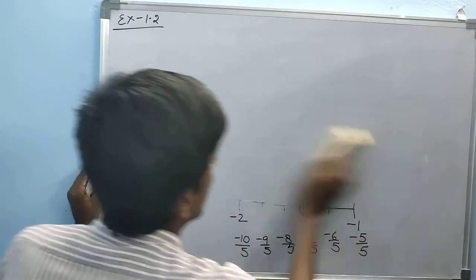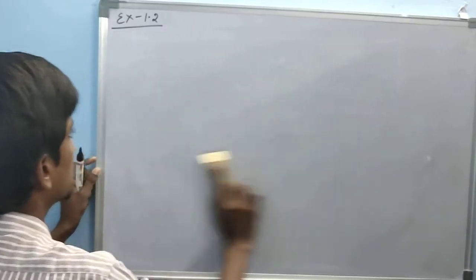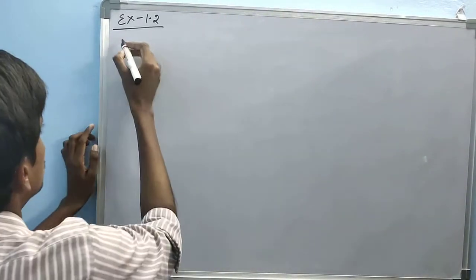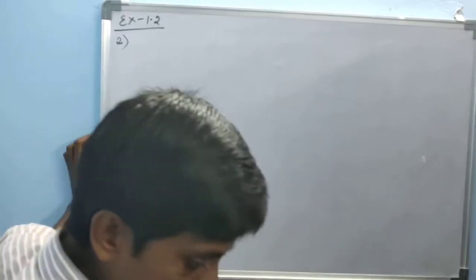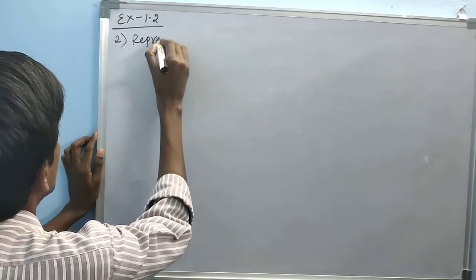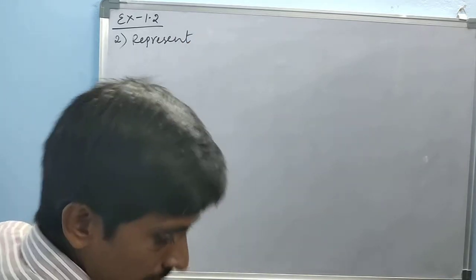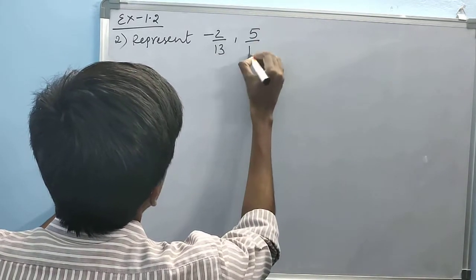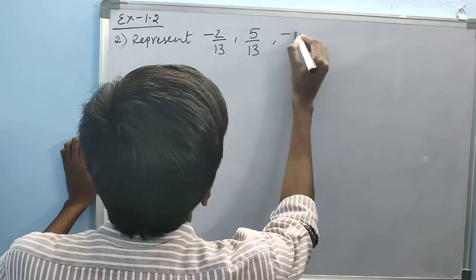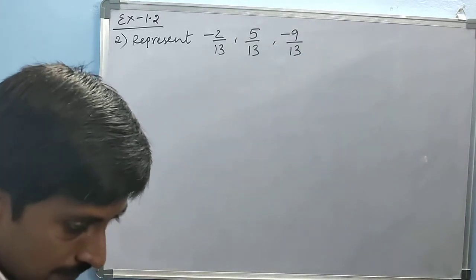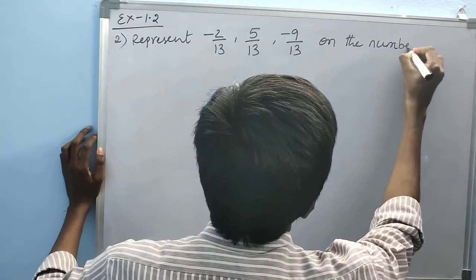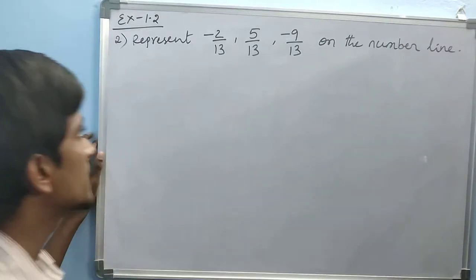And now, the second sum. What is given? Represent minus 2 by 13, 5 by 13, minus 9 by 13 on the number line. This is the second sum.